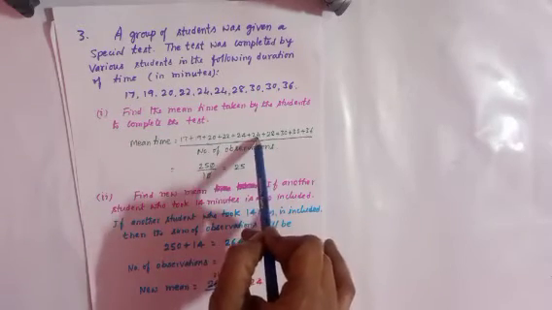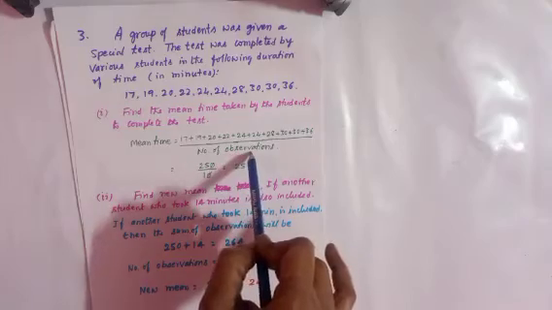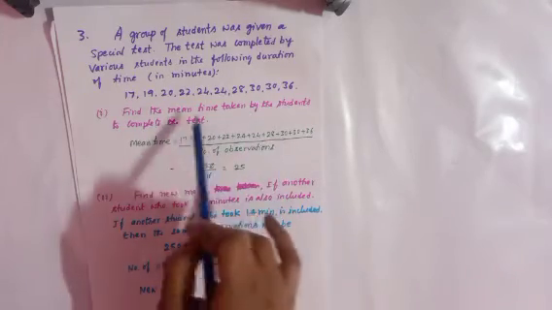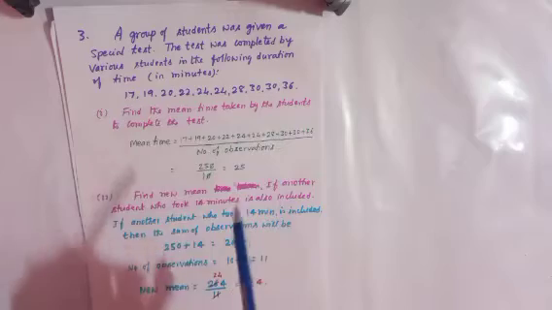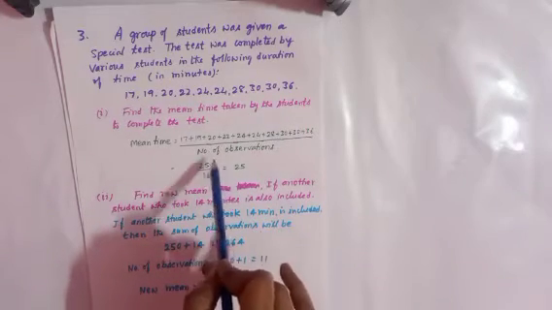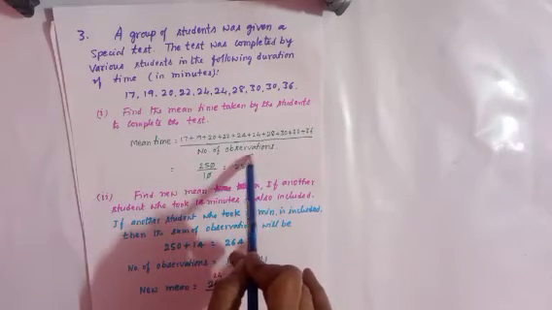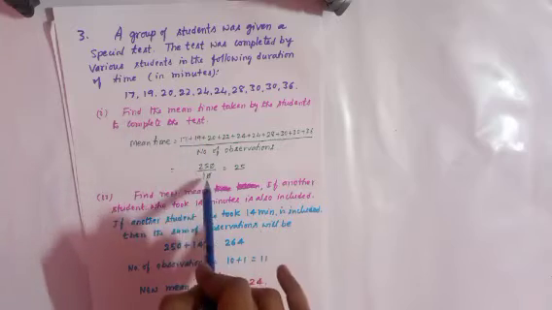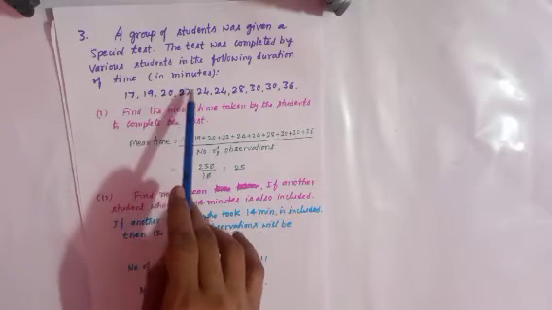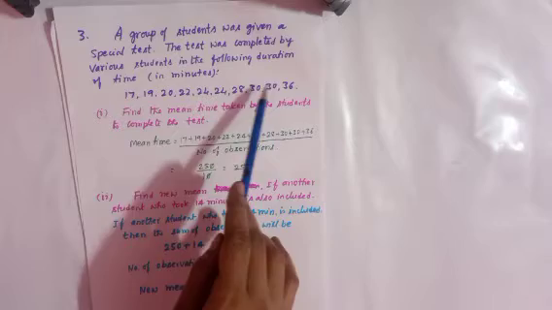Mean is the sum of all the observations divided by the number of observations. The sum of all observations means when we add all this data, so how much will you get here? 250 divided by the number of observations. The number of observations is how much here? 10. That is 1, 2, 3, 4, 5, 6, 7, 8, 9, 10.